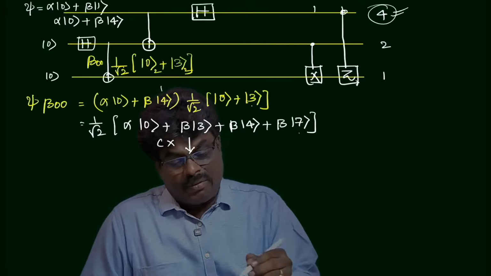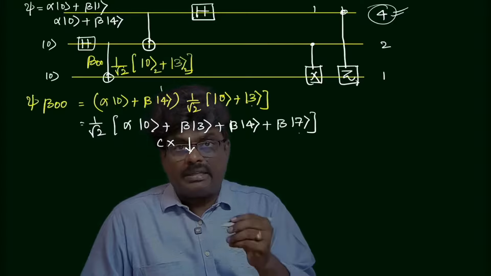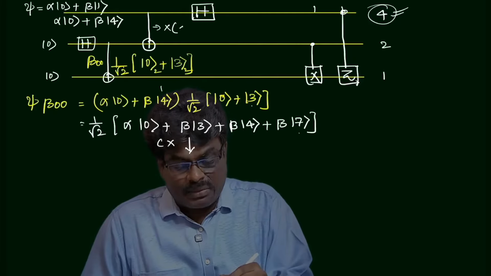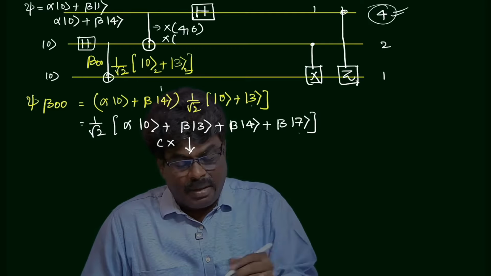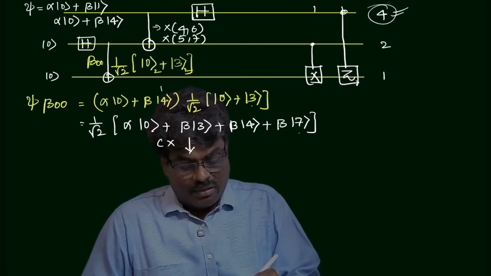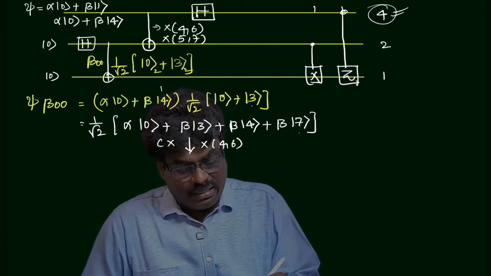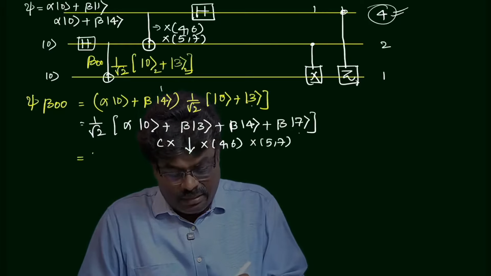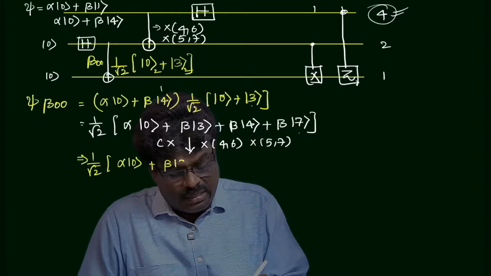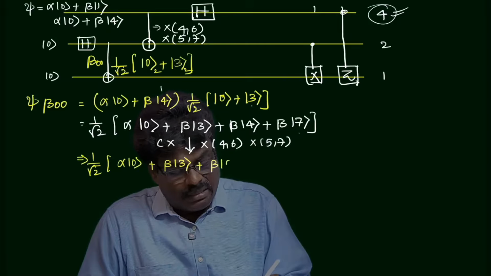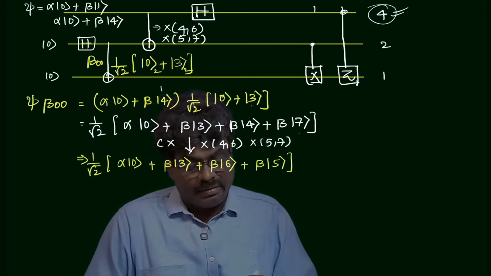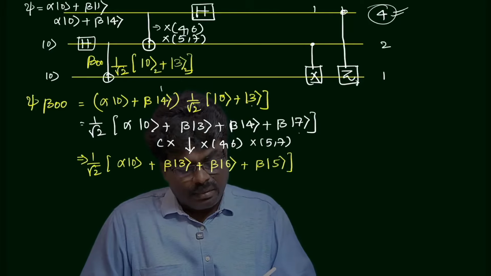I hope everybody attended the quantum circuits class. Here this is nothing but X of 4 comma 6, and the remaining is 5 comma 7. So here the operations are 4 comma 6 and 5 comma 7. Let me operate this. This becomes 1 over root 2 (alpha 0 plus beta 3 plus beta 6 plus beta 5), because the 7 becomes 5, 4 becomes 6, right?